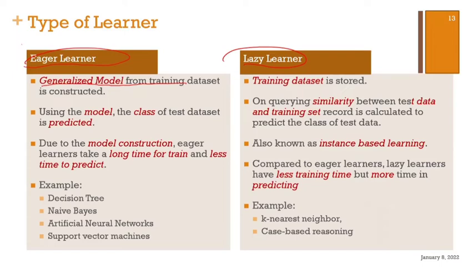Now, due to the procedural process, the eager learners often take a long time for training. Of course, since the model is already developed, the testing or prediction stage is often very short. It takes less time to predict. So once you build a model here, you generate a hypothesis function H. You just take this H, and when new data comes in from the industry, you can use it to make your prediction.